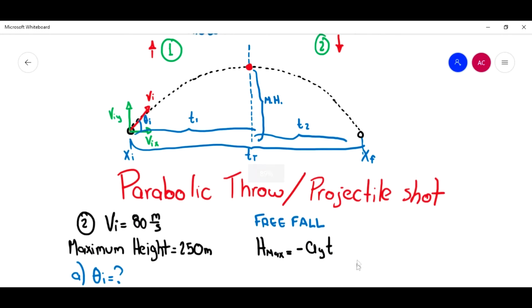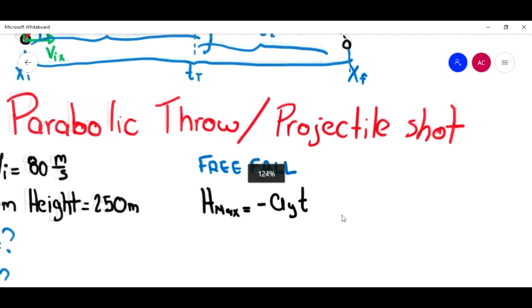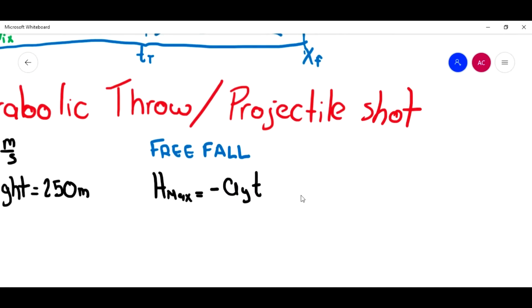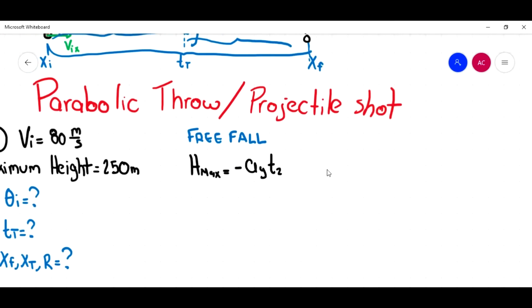So that's why in free fall I'm going to use time 2. It's because in free fall, now I'm on segment number 2, but it could be time 1 if you wish, because time 1 equals time 2, okay, over 2. So with another color I can say, oh well, I got the maximum height, I got the acceleration in y, that is going to be the gravity, but I don't have time 2, okay.